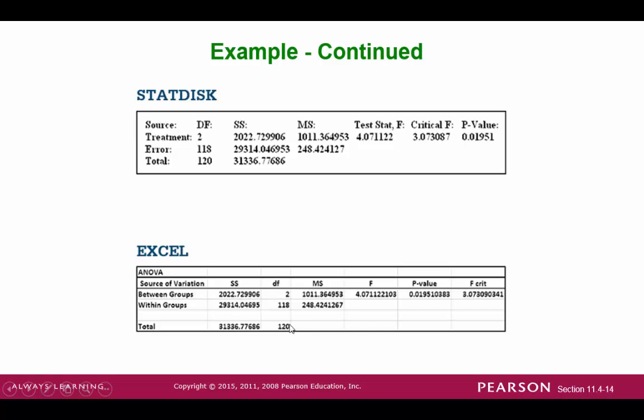Excel also does ANOVA, and we get the same p-value, 0.0195, and the F value is 4.07. And then we get the same SS and MS values. Note that there are degrees of freedom here. There are actually several: one is degrees of freedom between the groups, one is the degrees of freedom within the groups, and so it's 2 and 118, and then they have the total degrees of freedom.